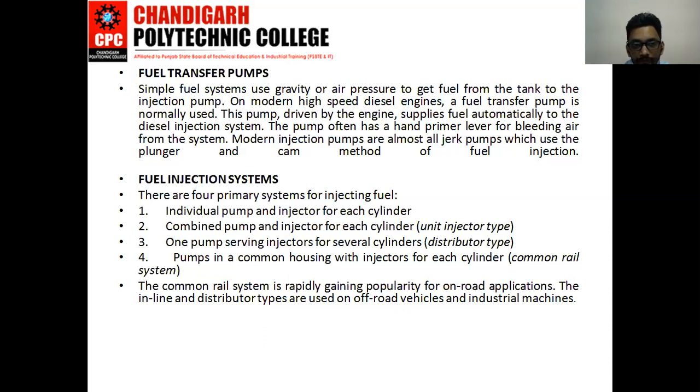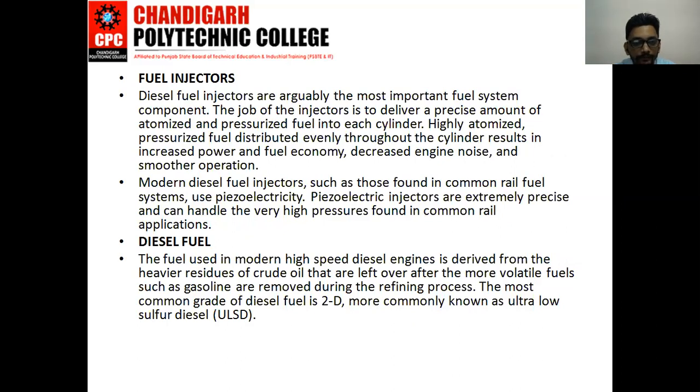Fuel injection systems. There are four primary systems for injecting fuel. First is the individual pump, second is the combined pump, third is one pump serving injectors for several cylinders, which is also known as the distributor type, and fourth is a common housing with an injector for each cylinder, which is also known as the CRDI system, common rail direct injection system.